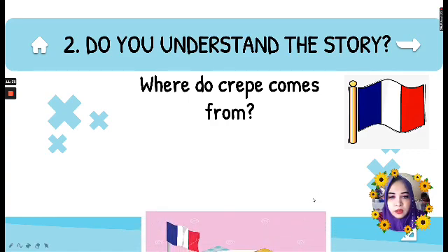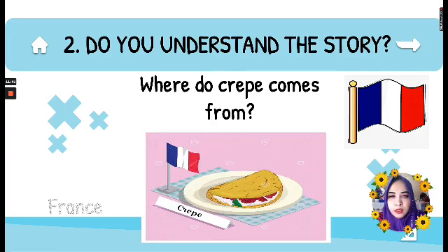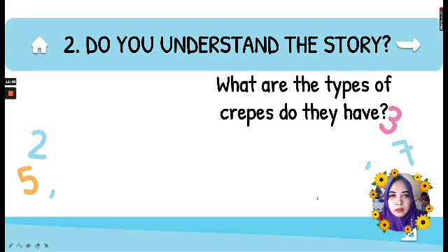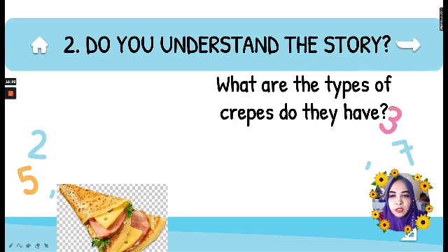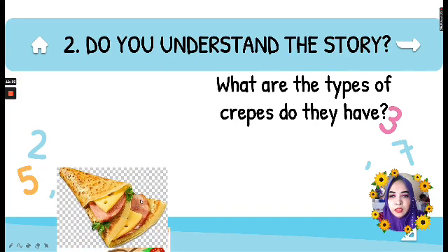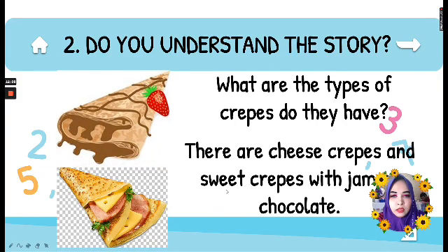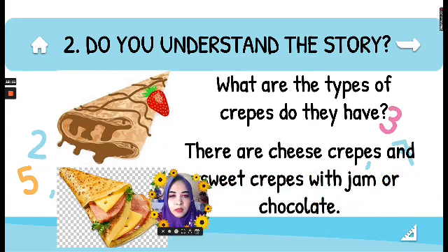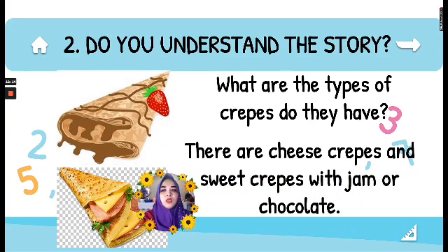Okay, this is crepes. Okay, cuba tengok. Crepes datang dari France. Correct. F-R-A-N-C-E. France. Okay, what are the types of crepes they have? Apa yang ada? Ada dua jenis kan? What is it? The first one, they have the cheese crepe. And they also have the sweet crepes. So your answer, they are cheese crepe and sweet crepes with jam or chocolate.